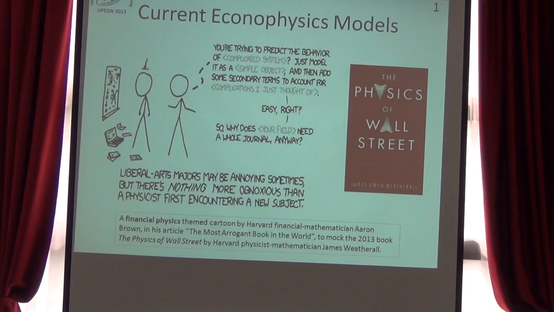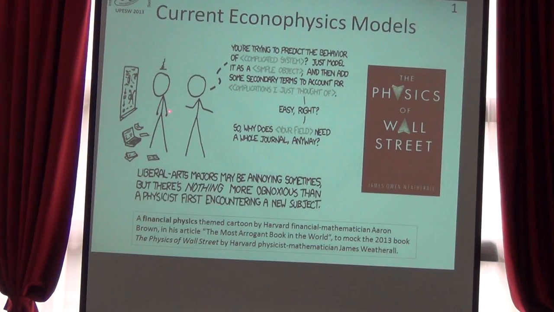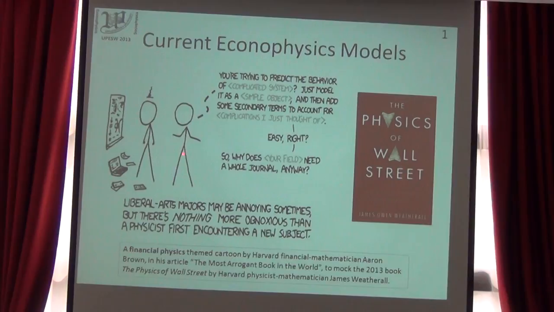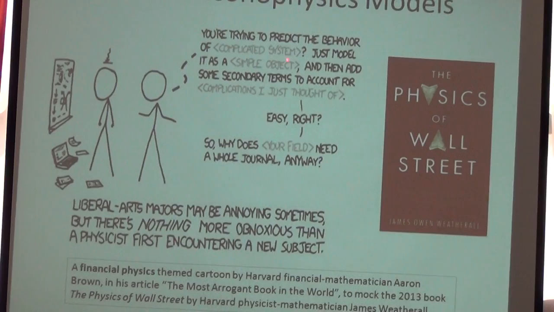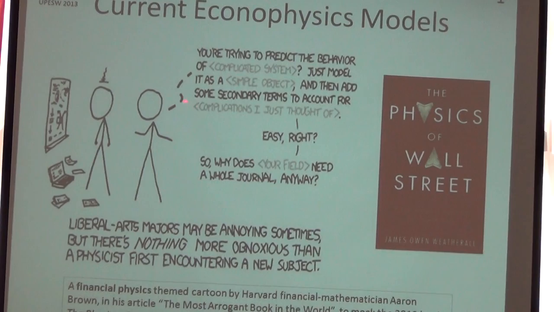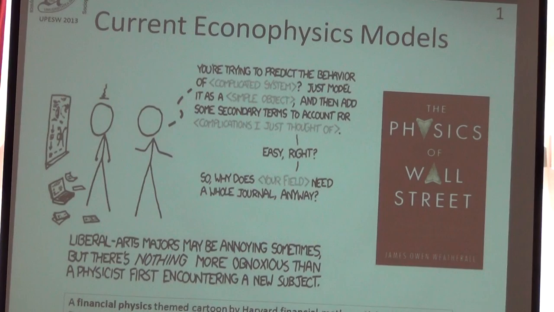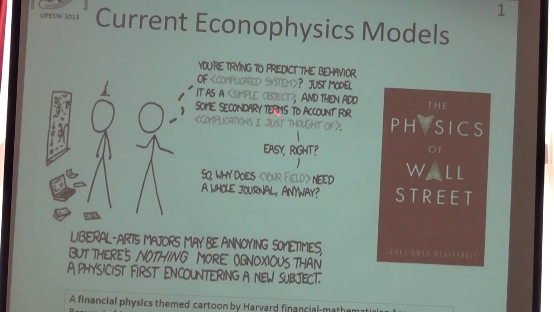This is your sociologist here who's frustrated, or your humanities scholar who's trying to figure out something in economics or sociology, and this is the physicist in the cartoon. Because it says, oh, this is very simple. Just to predict your complicated system, just model it as a simple object and then account for secondary terms by the complications I just thought of. So a lot of physicists, they're trained in whatever field, nuclear physics or ferromagnetic physics, they'll jump into economic modeling with these real simple models.